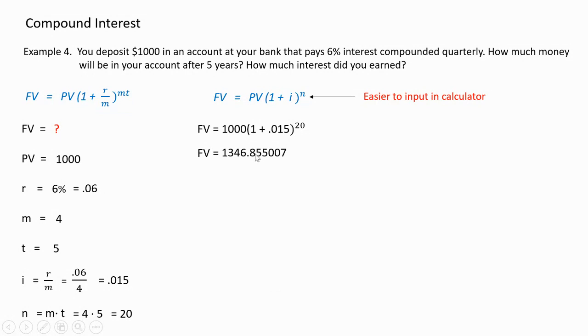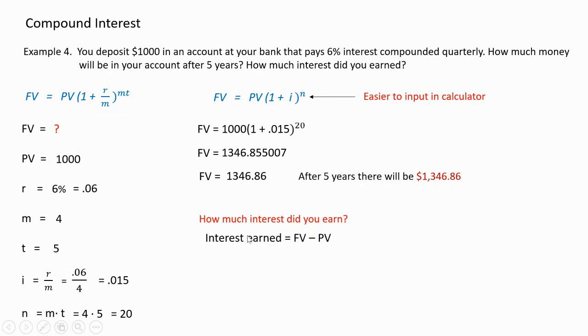But you have to round out to the nearest penny, which means this is the nearest dime, and this is the nearest penny, right? This is a tenth, and this is a hundredth. So the future value will be 86 because it will go to the third decimal place, and if it's 5 or more, you add 1 to the tenth place. That's why it's going to be 0.86. So after 5 years, there will be $1,346.86. So how much interest did you earn, right? So we're going to subtract the money that you put in at the beginning from the total in 5 years to get your interest earned. So it's going to be future value minus the present value.